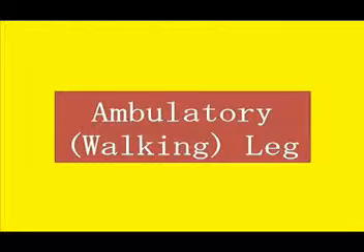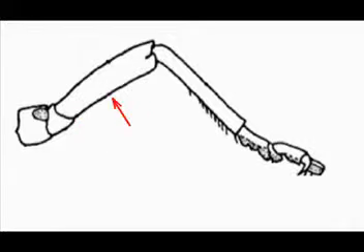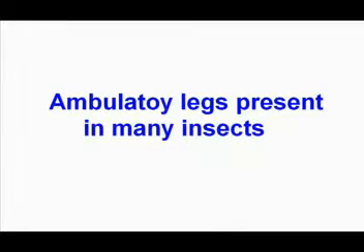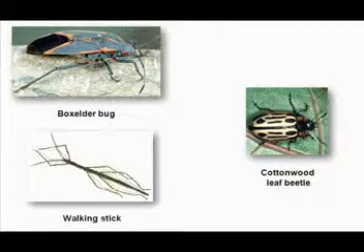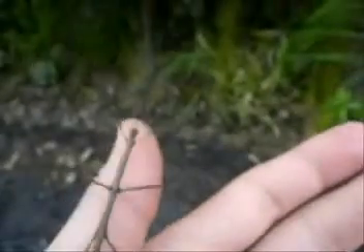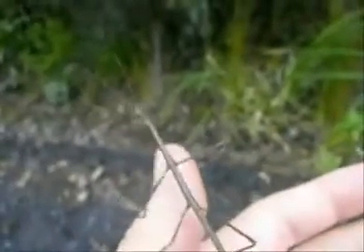Ambulatory or walking leg is the simplest type of leg. It is thin and elongate in structure. Many insects have ambulatory legs. For example, box elder bug, cotton leaf beetle, and walking sticks have 3 pairs of ambulatory legs. Ambulatory legs help the insects in walking and climbing.